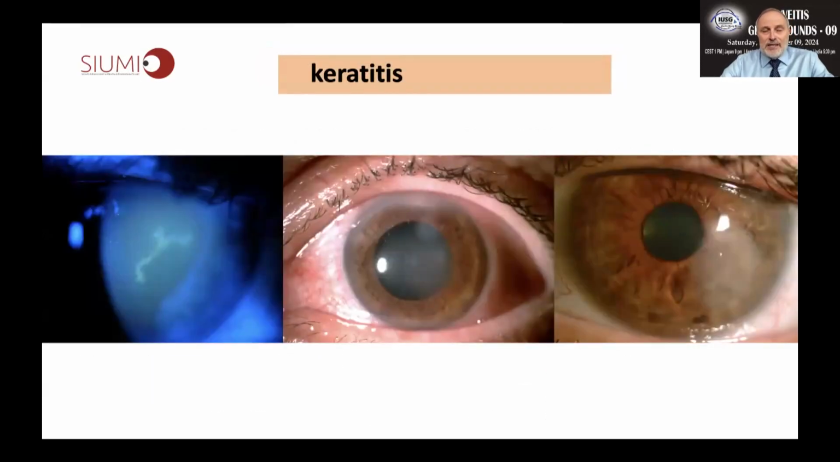What about keratitis? As I've already told you, 30 to 40% of the patients, especially those with HSV infections and also CMV infection, can be complicated by the onset of corneal involvement, an inflammation of the cornea, that can appear as herpetic dendritic ulcers, as you can see on the left side of the slide, stromal keratouveitis in the middle, and also with only a stromal keratitis on the right-hand side of the slide.